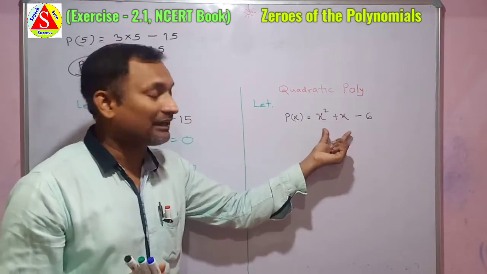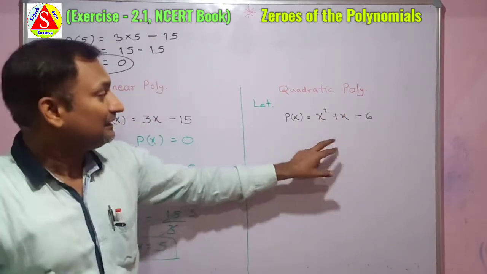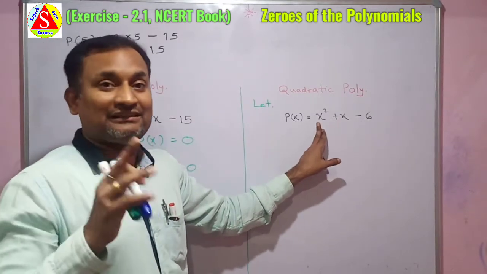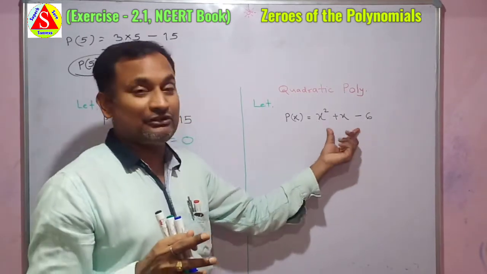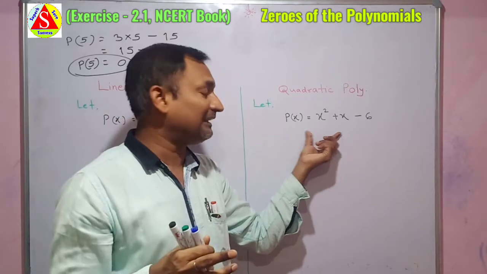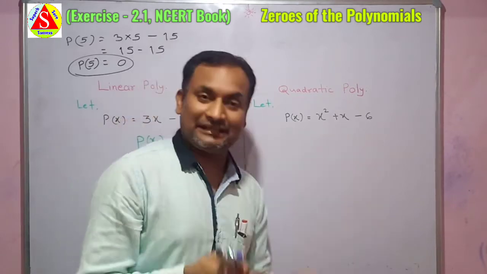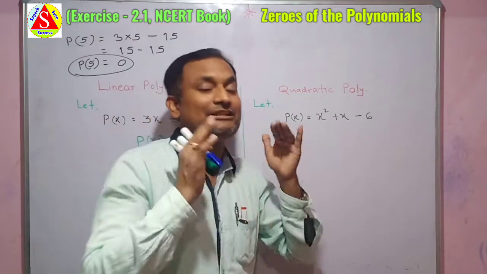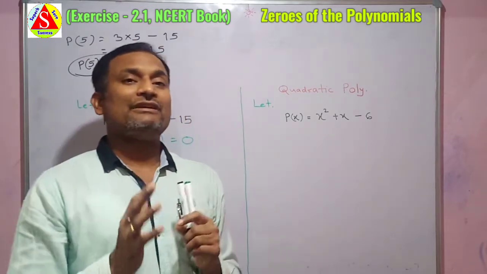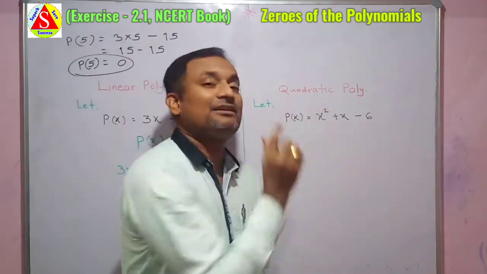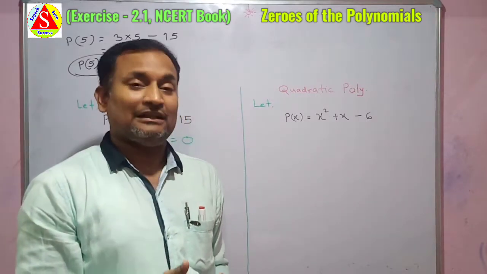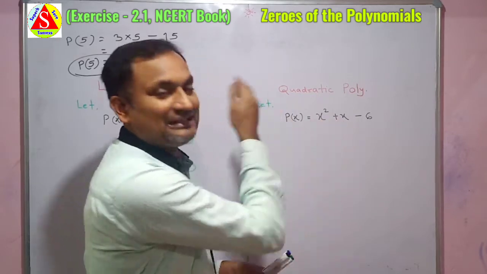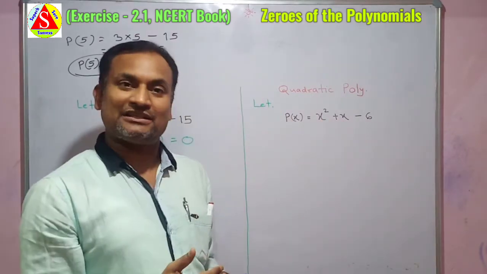Since it is a quadratic polynomial, the degree of this polynomial is 2. The highest power or degree of this polynomial is 2. That's why we are calling it a quadratic polynomial. So here, dear students, to find the zeros of this polynomial we have to use the middle term split method. After applying the middle term split method, we can easily find the zeros of this polynomial.